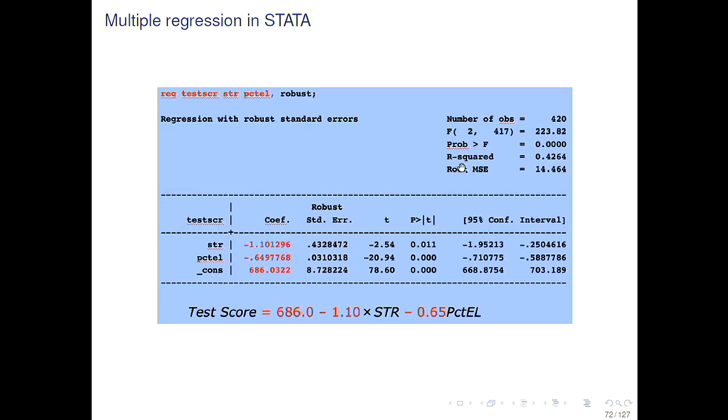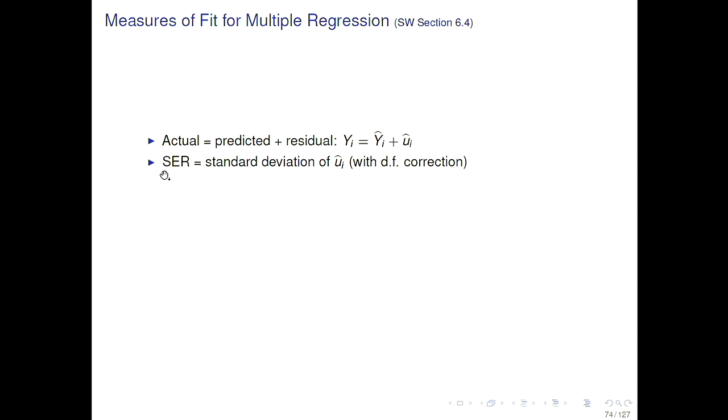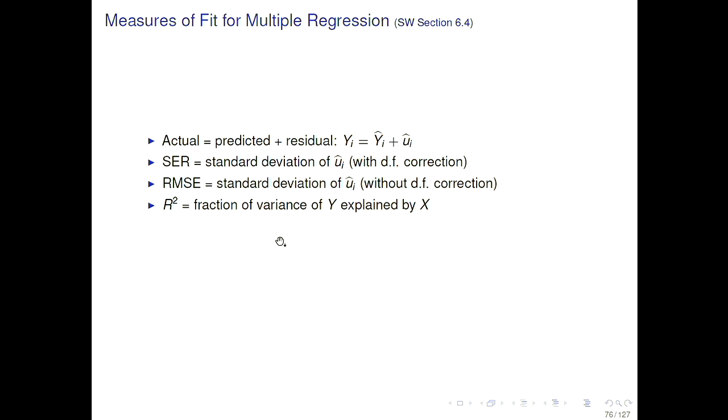Actually, that's why when we compute this regression using Stata, Stata only reports the root mean squared error, 14.464, right? It doesn't report the standard error of regression separately. Because when the sample size is large, there's no difference. They're going to be very close to each other.